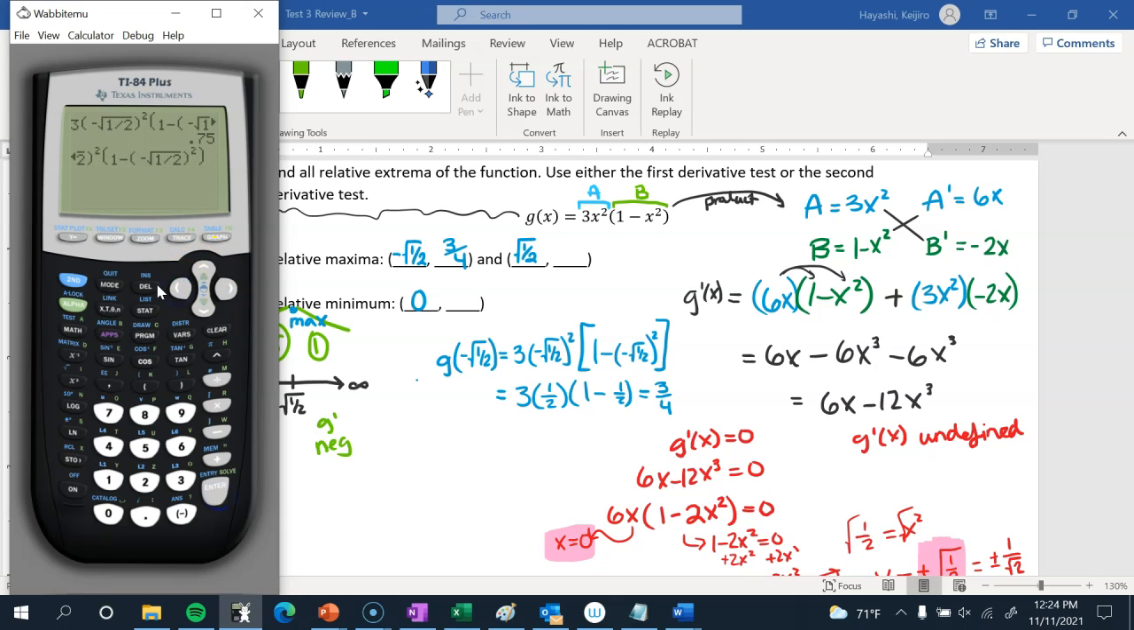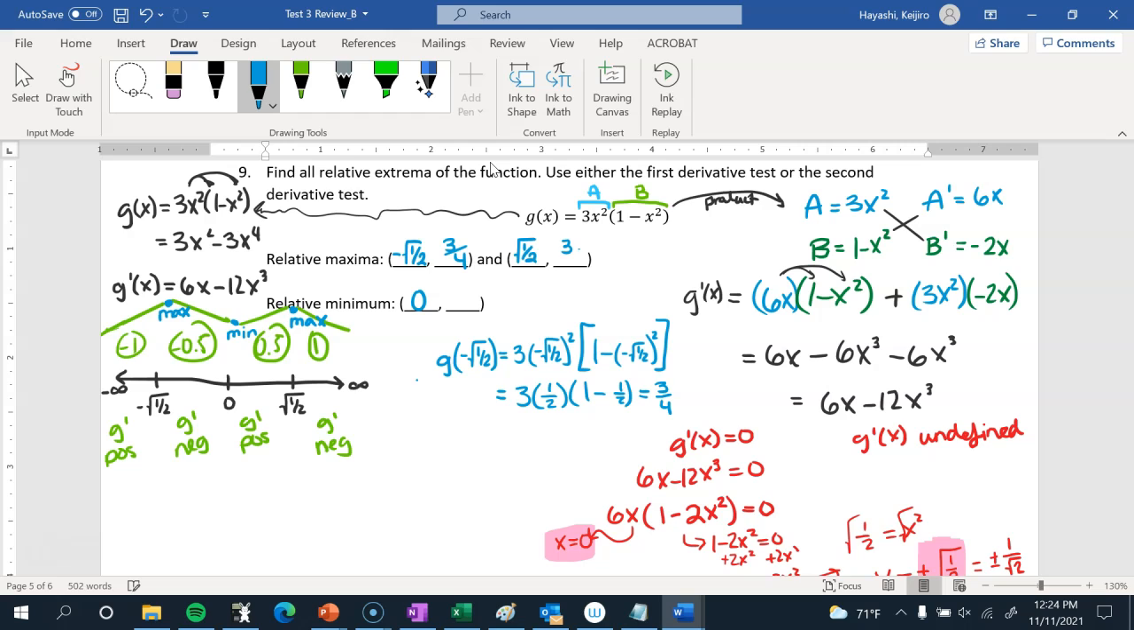In fact, even when you take off the negative sign, since it's being squared every time, it actually comes out to just be the same thing. 3/4 for the positive square root of 1/2 as well. The y value there. And when you plug in 0, you can sort of see it just by looking at it, but it's going to be 0, because that's going to be 3 times 0 squared times 1 minus 0. This is 1, but you're going to be multiplying it by 0, like right in the middle here. So that y value ends up being 0 as well.